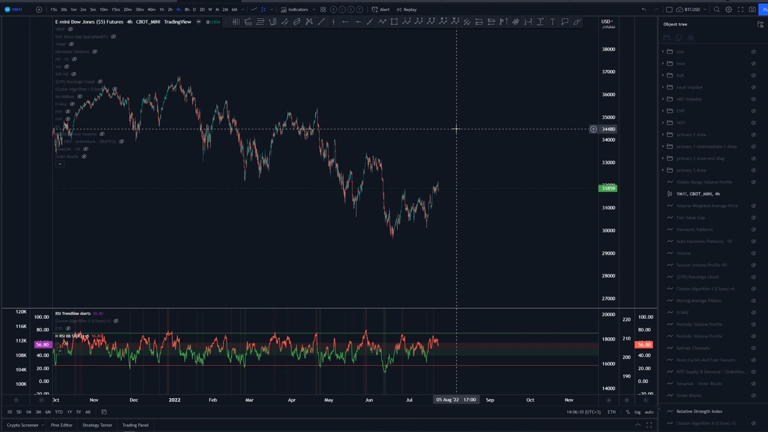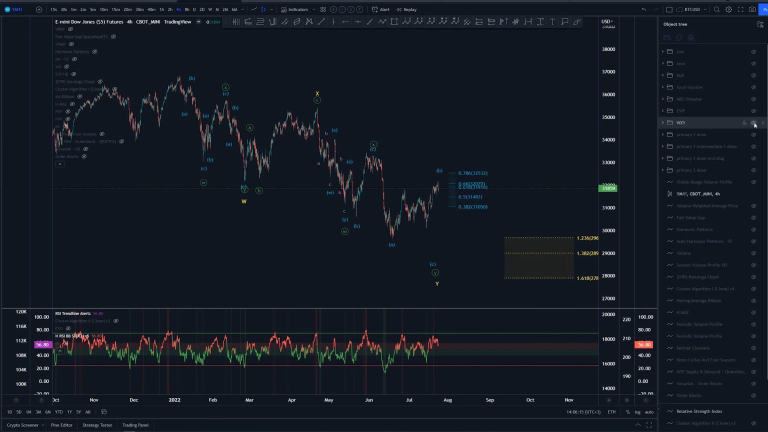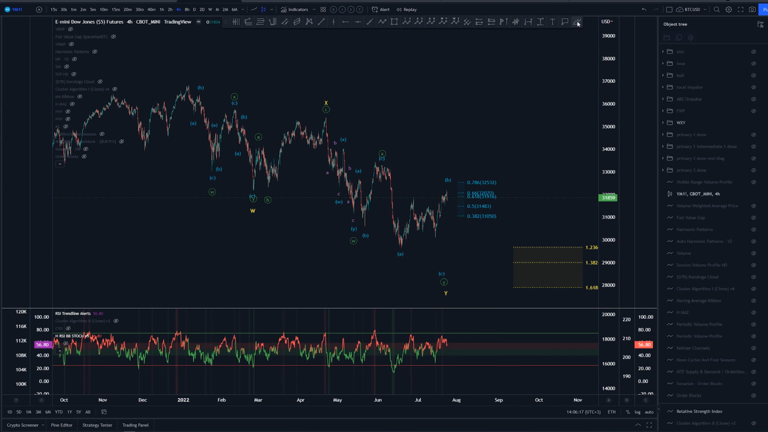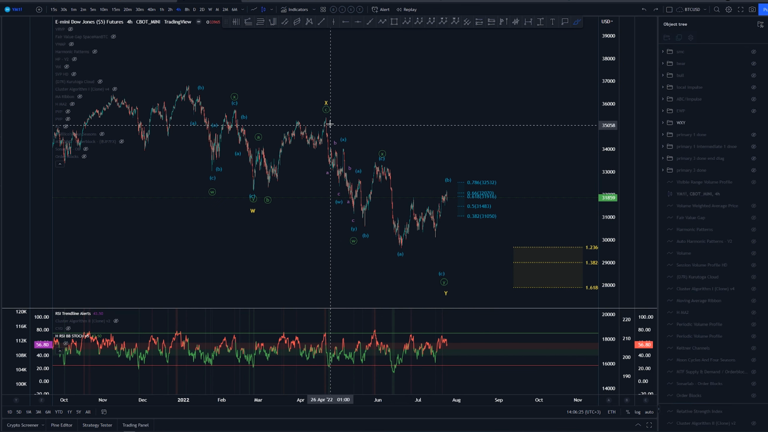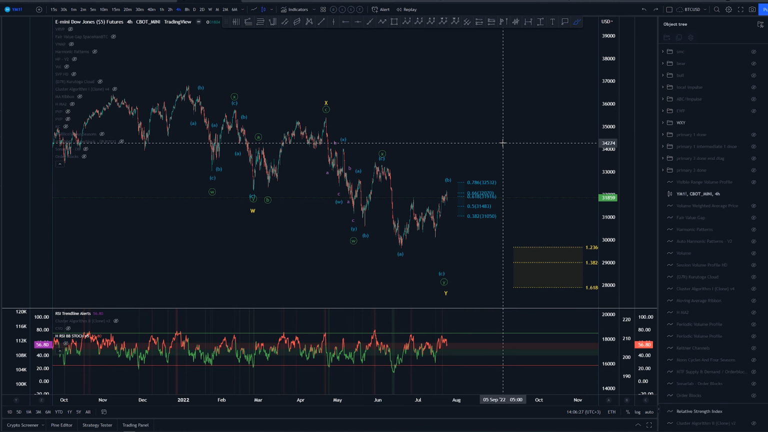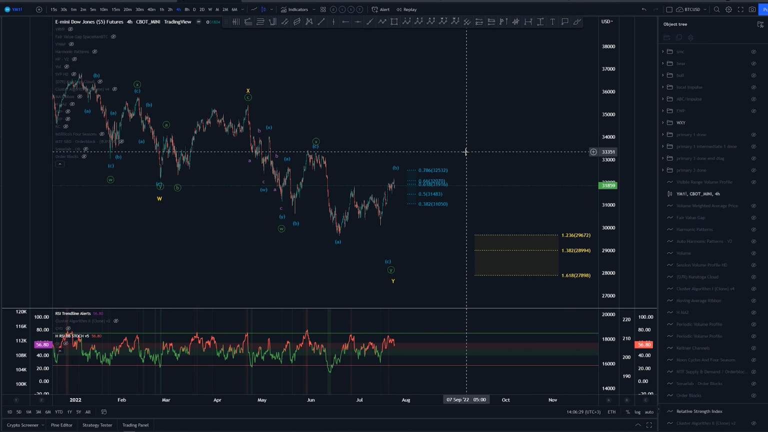Starting here on the higher time frame, the 4 hour at the moment, let's start with the WXY count that we had as a primary count. Before, I had this labeled as a WXY. Within the wave Y, we would be looking at this as a WXY again. In the original Elliott Wave book, it is not possible to have a complex correction within a complex correction, but again, this is the way I wanted to have this, and while it had the right look at the time, it currently no longer does.